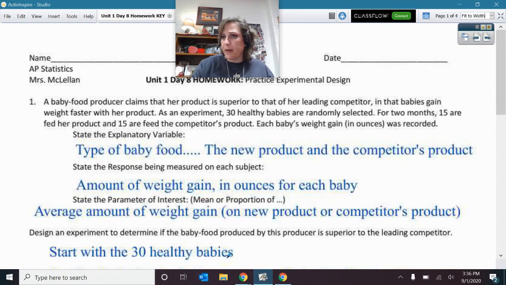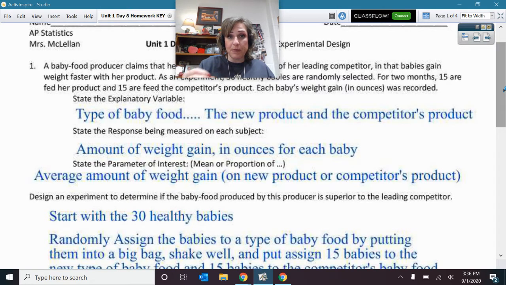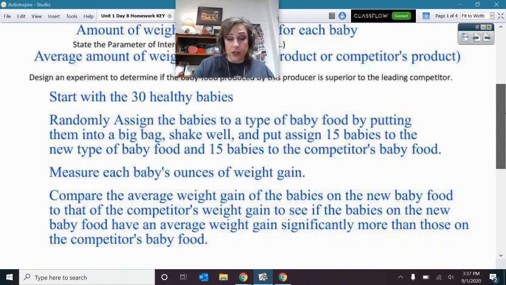All right, so this first one about the baby food, you can see that the explanatory variable was the type of food, either that new product or the competitors. The response you were going to measure from each subject was the amount of weight gain in ounces. But the parameter, what we're interested in overall, is the average amount of weight gain, okay? Because those would be numerical quantities, so we would collectively be interested in average.